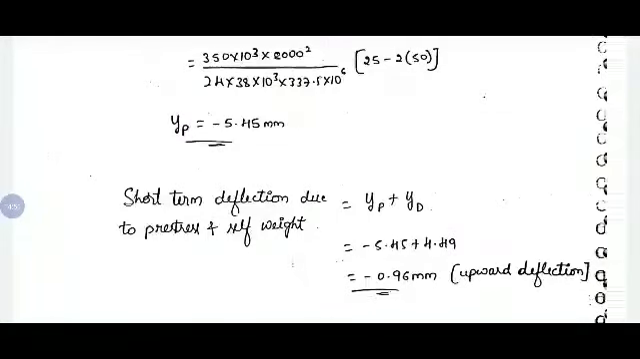5.45 and the deflection due to dead load is 4.49. On simplifying we will get minus 0.96 mm, upward deflection.